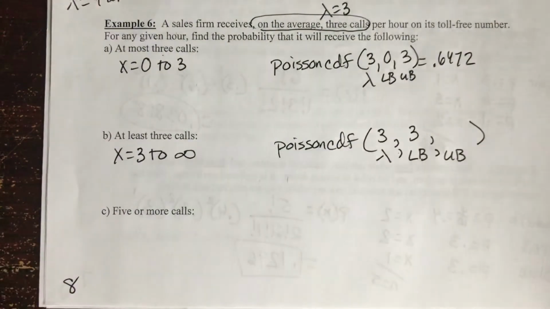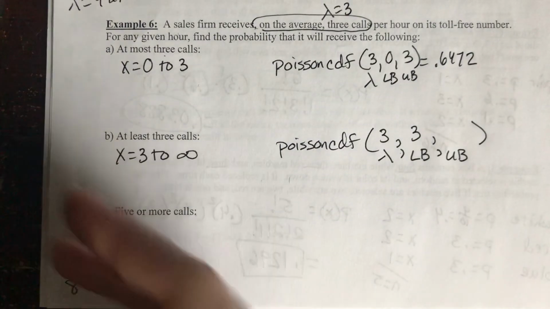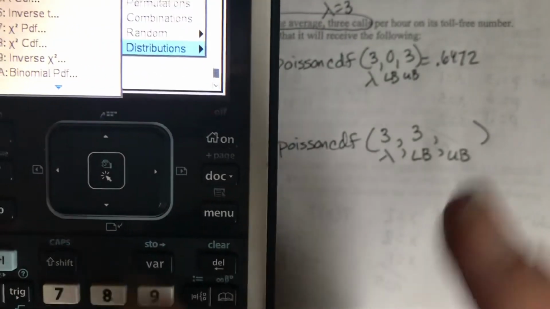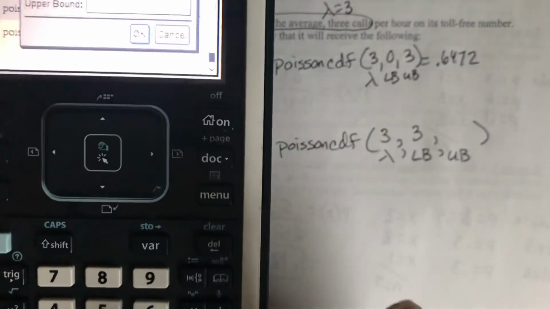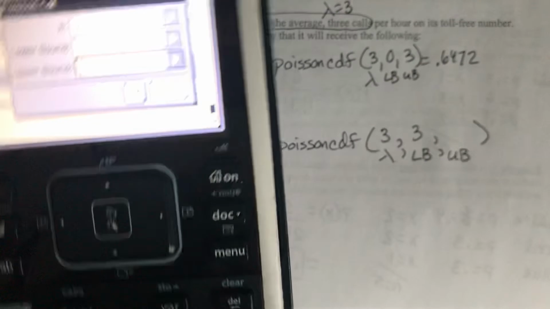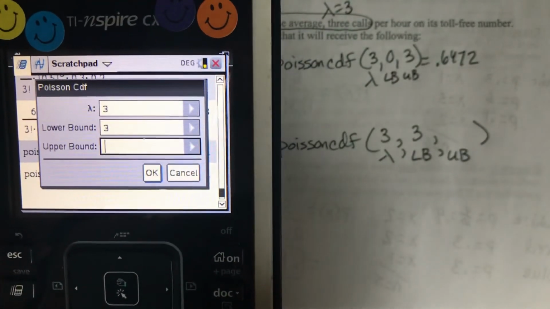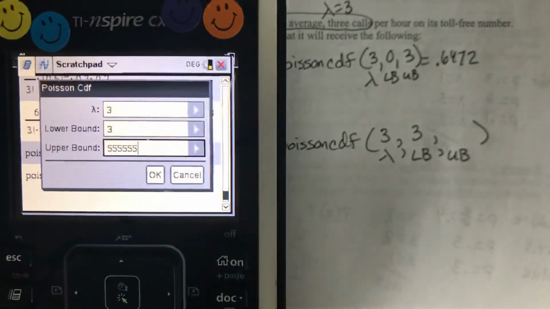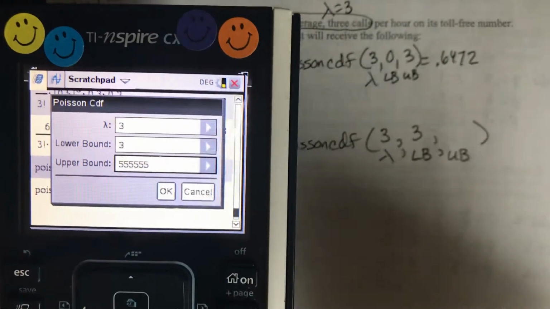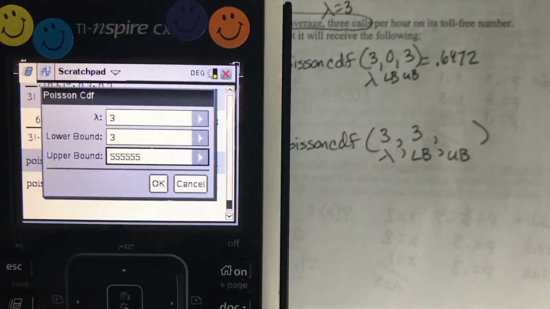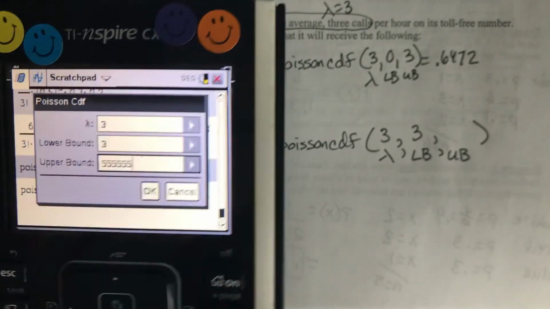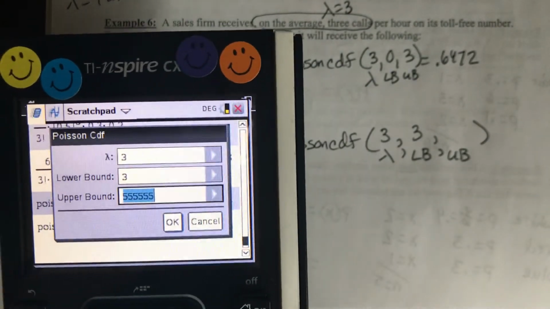Your upper bound, you can't type in the infinity symbol. Yes, you can find it, but the calculator doesn't recognize the infinity symbol as actually being the number infinity. So to get around that, I just type in a really big number, like 55555. Just pick a really big number compared to the other numbers you had here, like 5555 or 66666. Just hit the same number a bunch of times. Just make sure it's a big number, and that will act like infinity for our purposes.